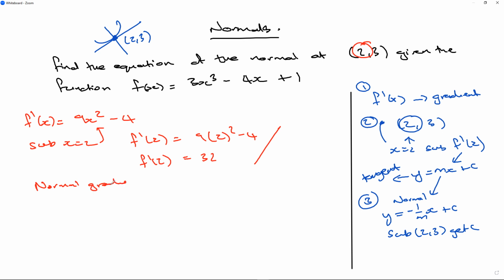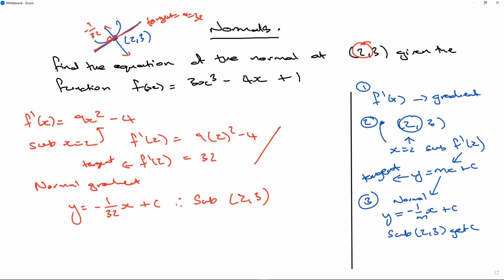So I know that the normal gradient, because this is the tangent's gradient, this is aligned to the curve. At that point, aligned to the curve, the tangent gradient is equal to 32. So the normal gradient, which is at 90 degrees, is going to be negative 1 over 32. So we flip the sign, we make it negative, find the reciprocal, make it negative. And then we substitute.